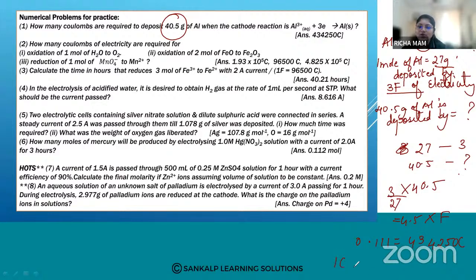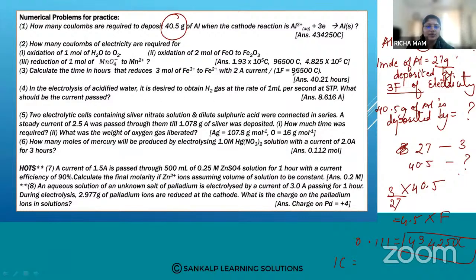So one coulomb is nothing but... they have asked how many coulombs are required, right? How many coulombs? It is this much only. So 46. Understood? Is it clear? Yes, 43, 4250. Is it clear?